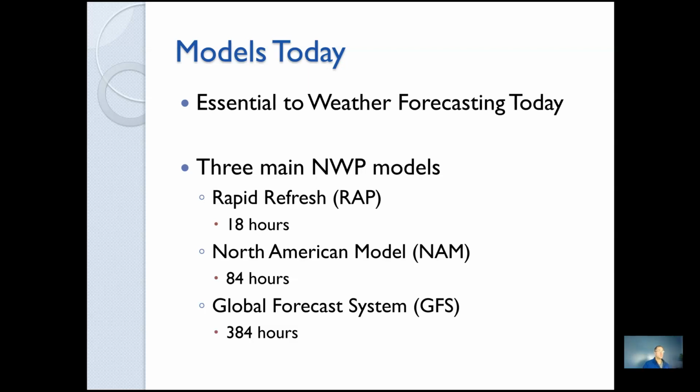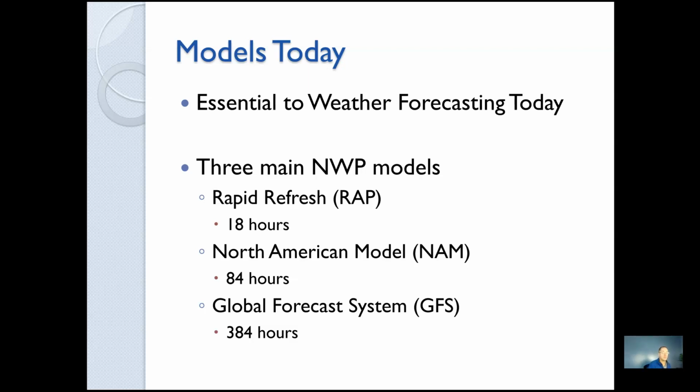And so the models that exist today, essential to weather forecasting, there's a number of them that are put on NWP, standing for Numerical Weather Prediction. These are some of the ones utilized heavily in the United States. You have the Rapid Refresh model, one that is, well, what it says. It rapidly refreshes. It comes out every hour, and it goes out for 18 hours.